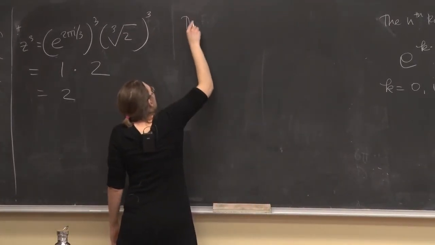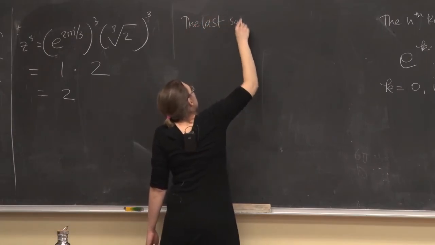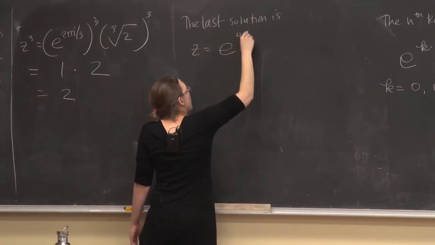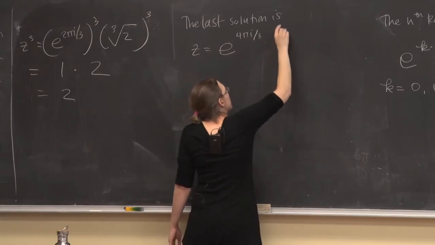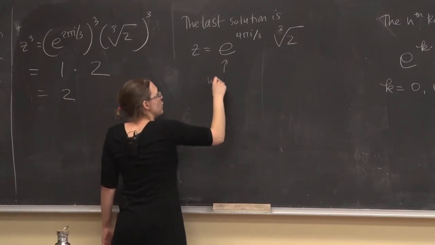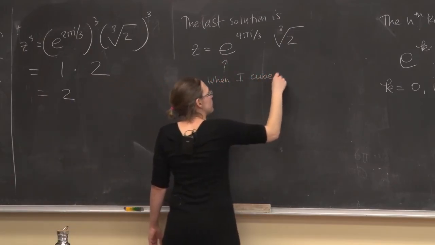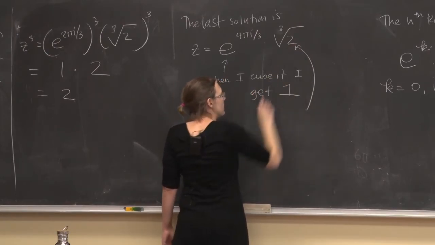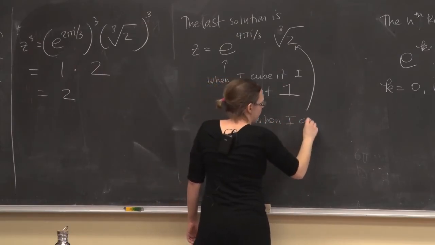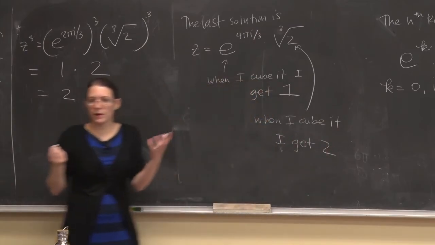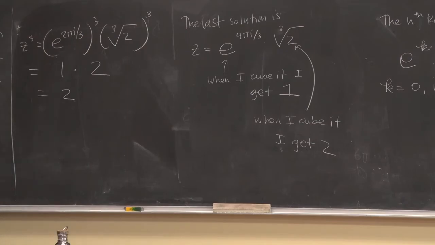Okay, so the last solution is z is e to the 4 pi i over 3 times the cube root of 2. Because this, when I cube it, I get 1. And this, when I cube it, I get 2. And so when I cube the product, I get 2. And that's it.